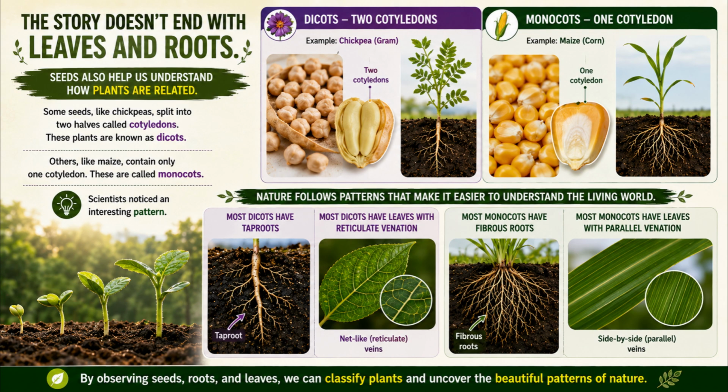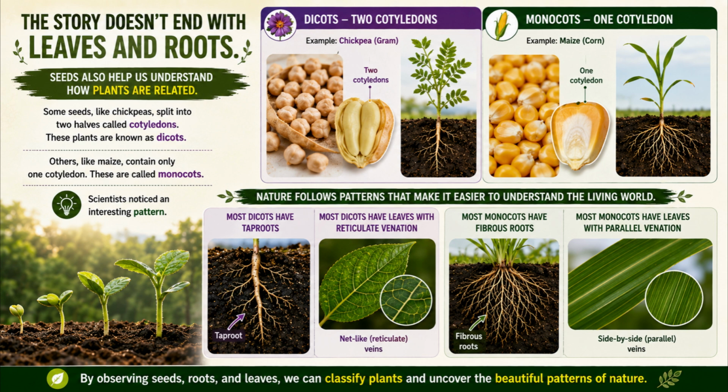The story doesn't end with leaves and roots. Seeds also help us understand how plants are related. Some seeds, like chickpeas, split into two halves called cotyledons. These plants are known as dicots. Others, like maize, contain only one cotyledon. These are called monocots.